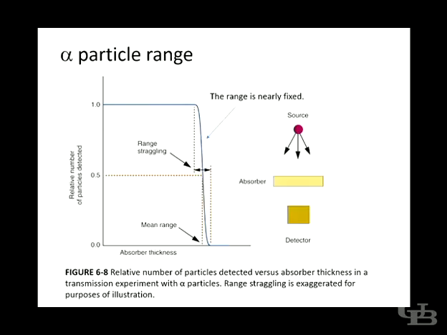You can see it's pretty flat. That means the number of entering alpha particles will pretty much stay the same number getting into certain depths. And at a certain level, all of them, quite uniformly, come to an end.